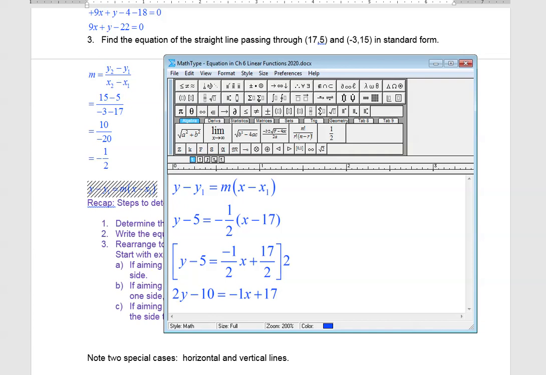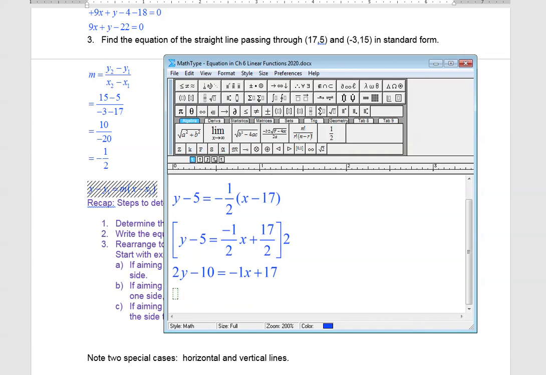So standard form, remember, is variables on one side, constants on the other. So that means we need the x and the y together and the constants together. So I'm going to move the x over to the same side as the y. So we're going to get 1x plus 2y. And I'm going to move the 10 to the side with the 17.